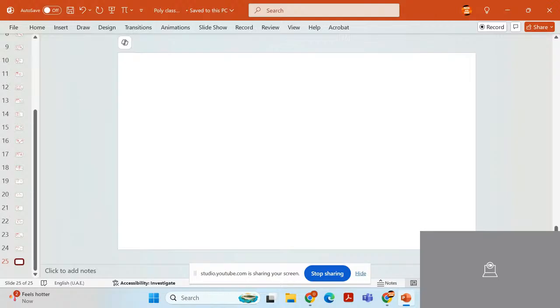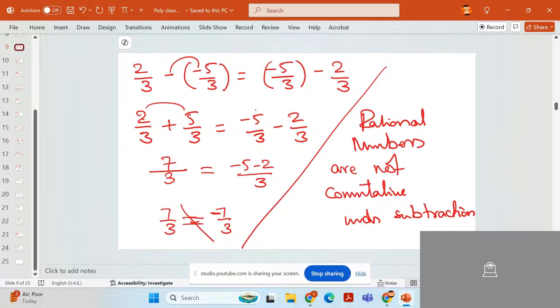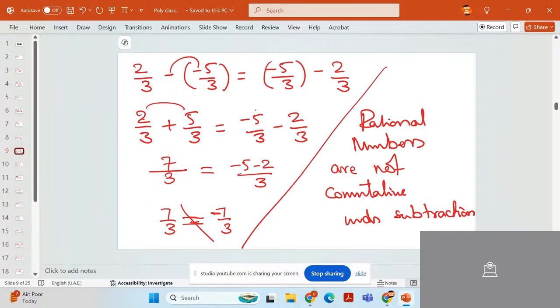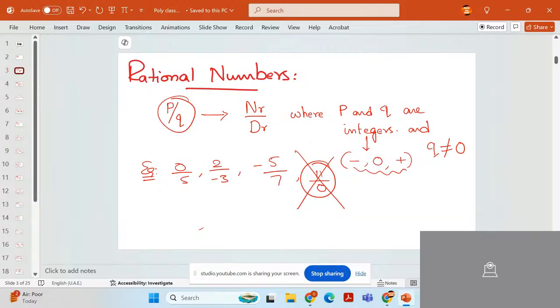So this is what is in chapter number 1, rational numbers. Understood, my dear students? For example, the sum of two rational numbers is always a rational number. Good. So what is this property called as? Closure property. We have just studied it.